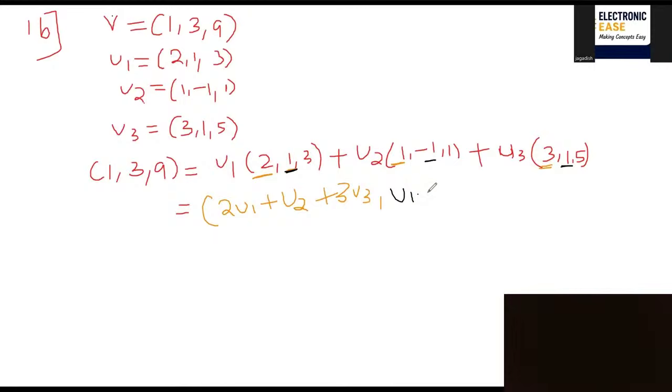U1 minus U2 plus U3. Next, what you need to do? You need to do this term: 3U1, 3U2, 3U1 plus U2 plus 5U3.